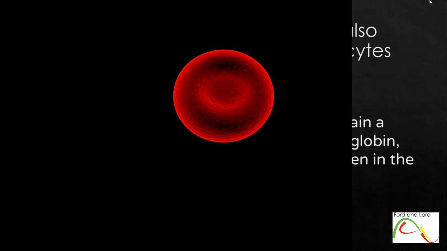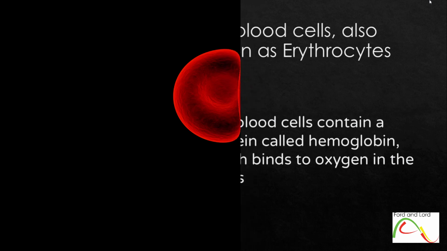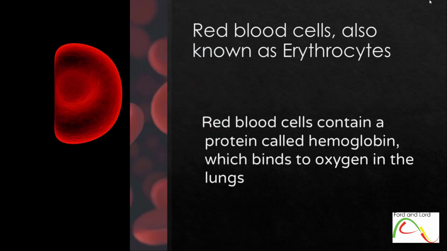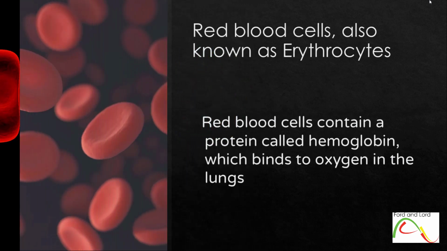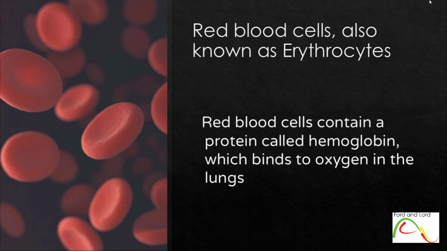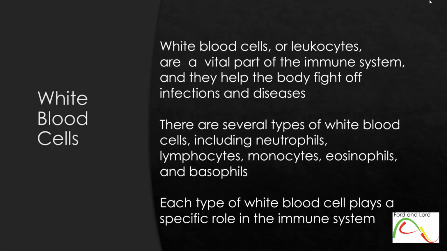Red blood cells contain a protein called hemoglobin, which binds to oxygen in the lungs and releases it in tissues where oxygen is needed. The lifespan of red blood cells is approximately 120 days, and they are constantly being produced in the bone marrow. White blood cells.